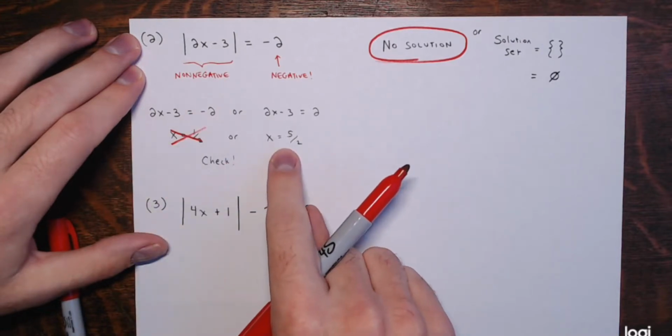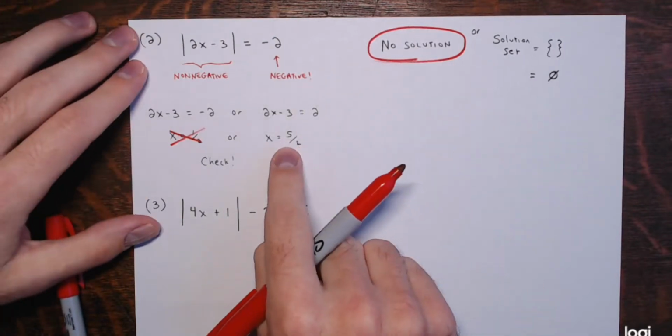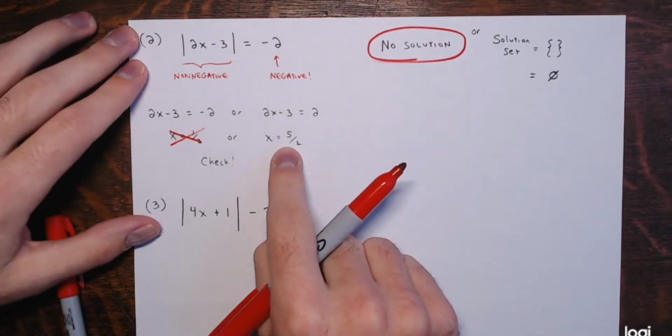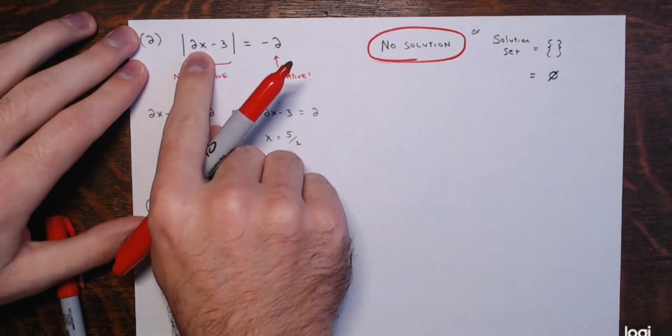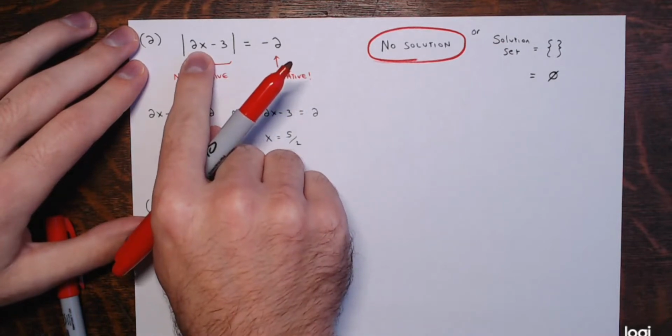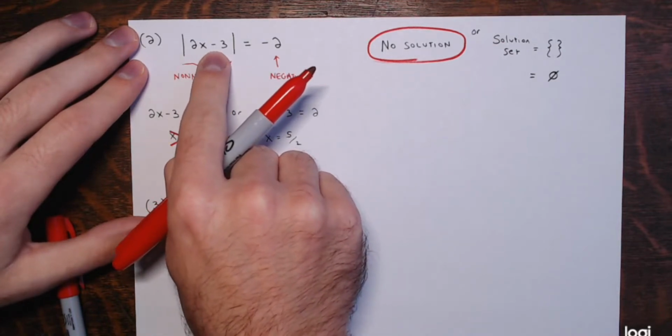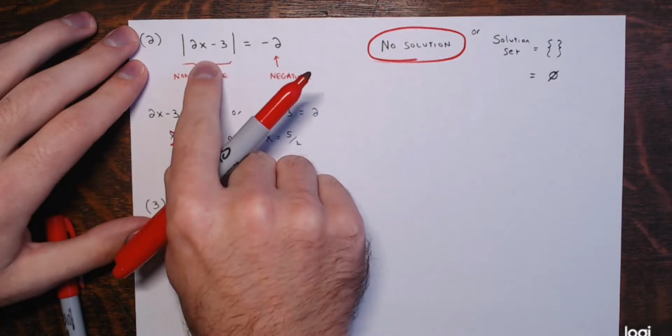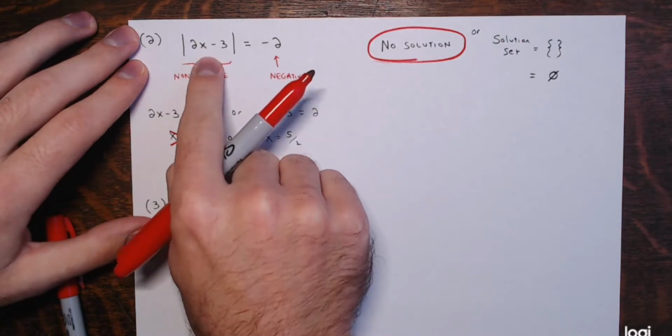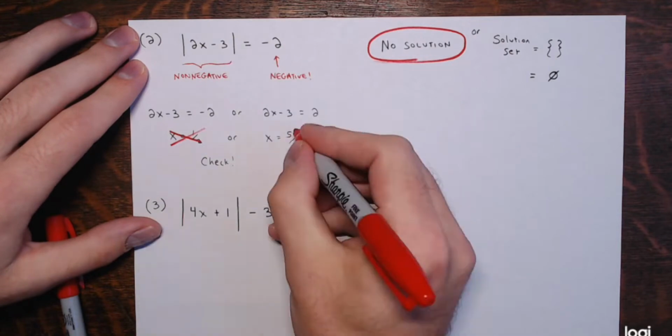This other solution that I found also doesn't work. I plug in 5/2. 2 times 5/2 would be 5. Minus 3 would be 2. And the absolute value of 2 is 2. You'd have 2 on the left, negative 2 on the right. That's wrong.